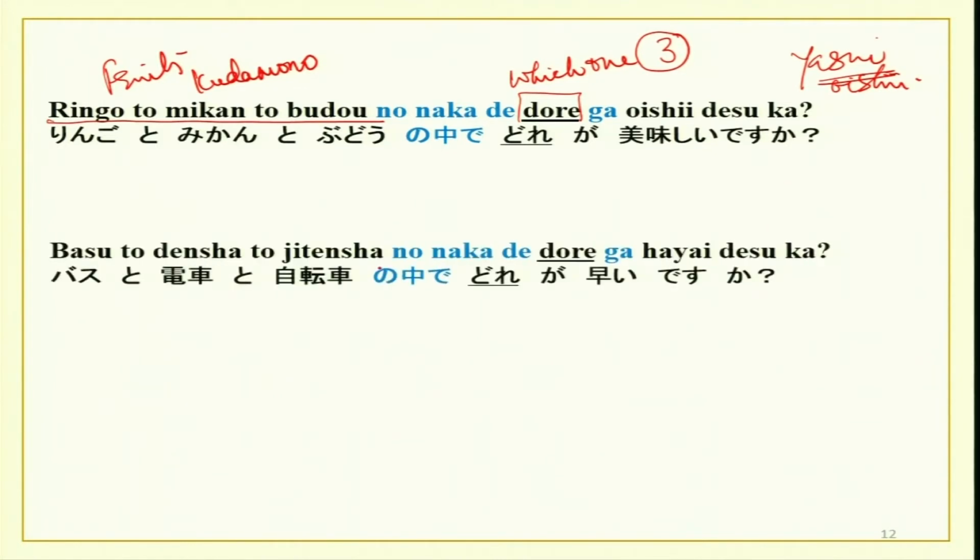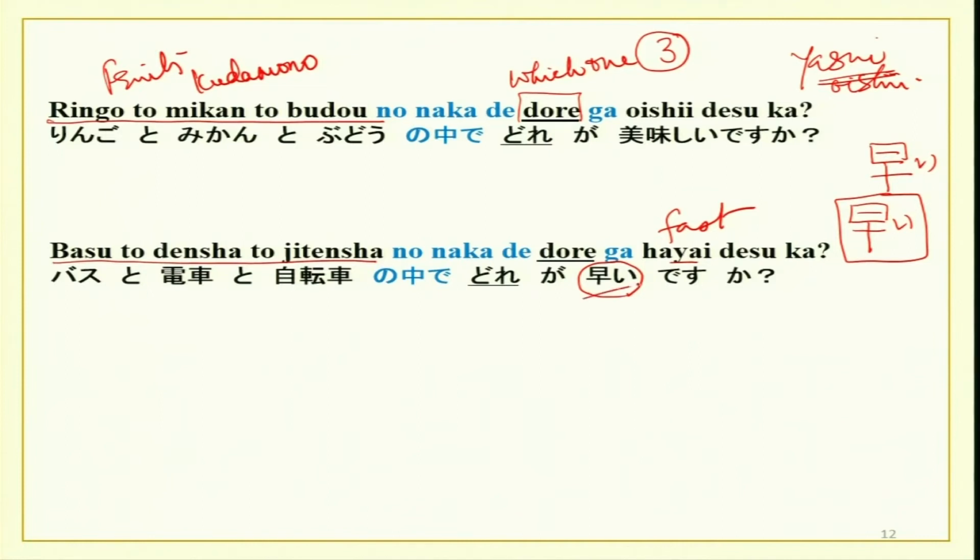Bus to densha to jitensha, same modes of transport. No naka kara or naka de dore ga hayai desu ka, fast. Hayai desu ka. Now, there is a kanji over here, it is an easy kanji. So, we will do it and you will remember it very, very quickly. This is nichi and ju. So, hayai.